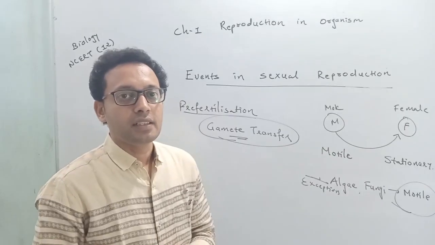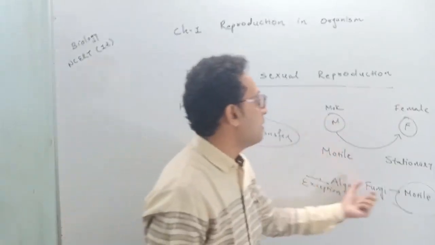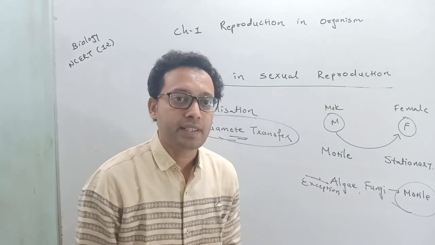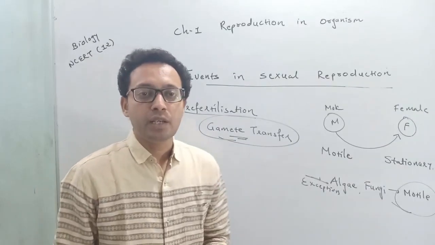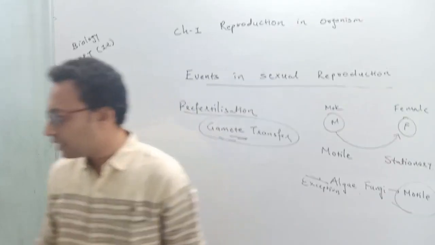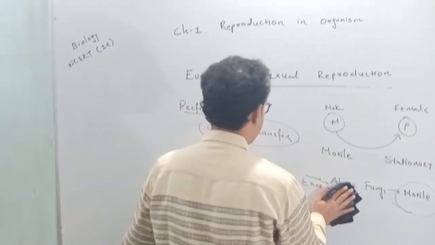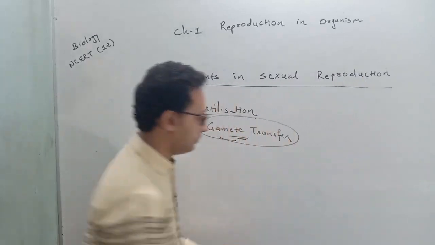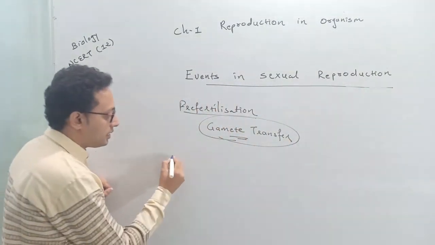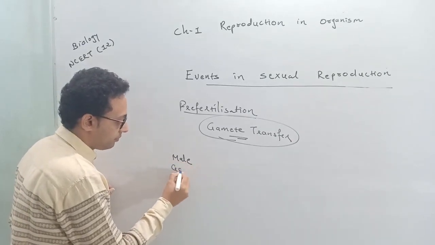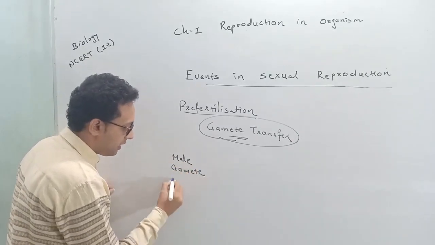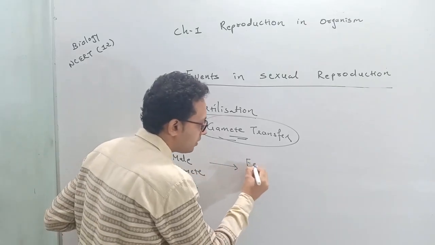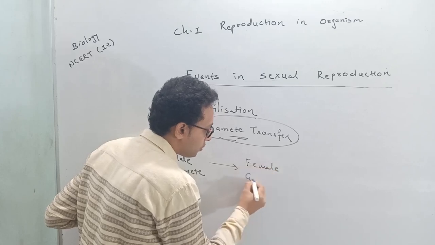Now let's start with an example of how the male gamete and the female gamete are going to be fused together, or transferred. Usually you know that the male gamete is the one transferred. So let's start. See, this is a male gamete. It is motile in nature. It has to be transferred to a female gamete.